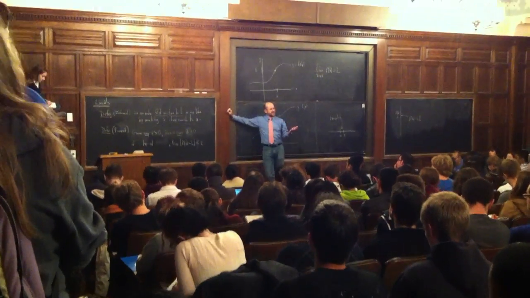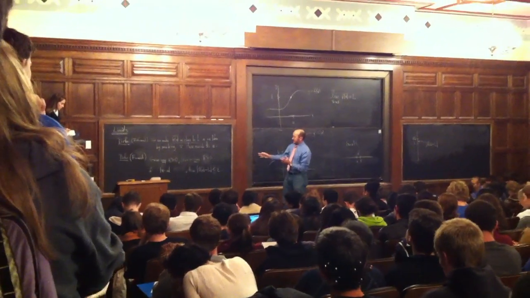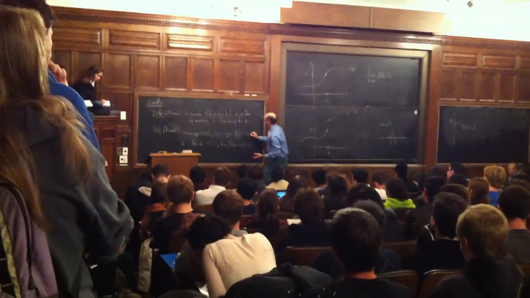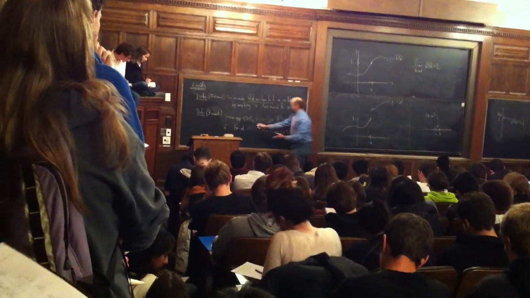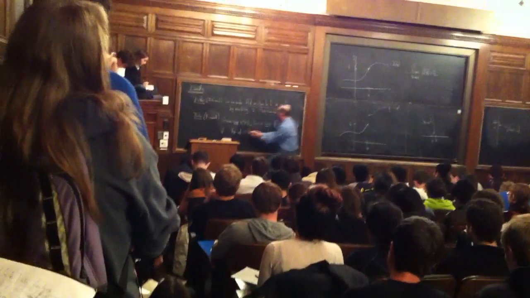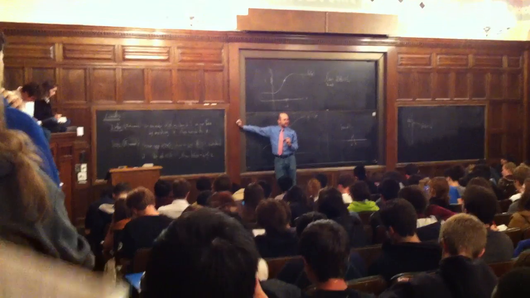Well, now we just have to make an actual sentence, right? Given any epsilon greater than 0, there is some delta greater than 0, okay, there's a connector here, such that if this is less than delta, then this is less than epsilon. If the x values are within delta of each other, then the y values are within epsilon of each other.